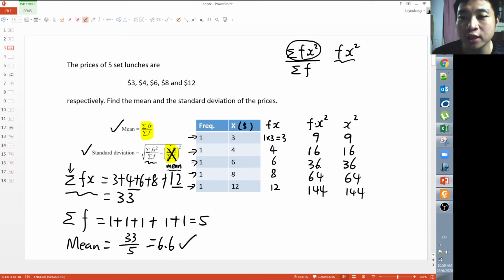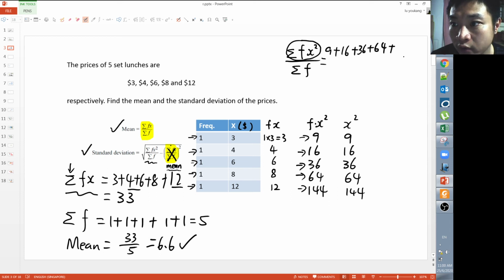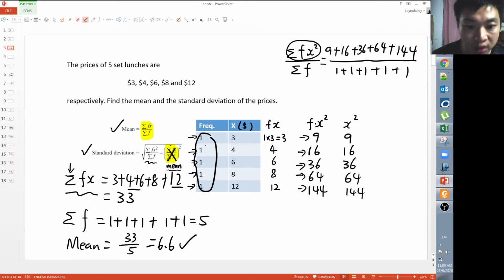Now you can find out the summation of your fx squared already, because you have each fx squared. To find the summation of them, just add them all up. So you will get 9 plus 16 plus 36 plus 64 plus 144, over the denominator, which is summation of f. Summation of f means 1 plus 1 plus 1 plus 1 plus 1. You have 5 of them here, right? We did this just now.